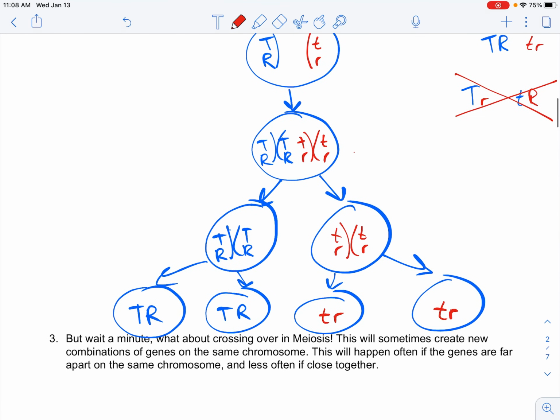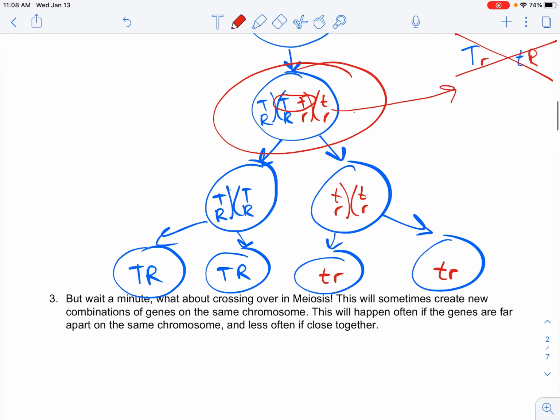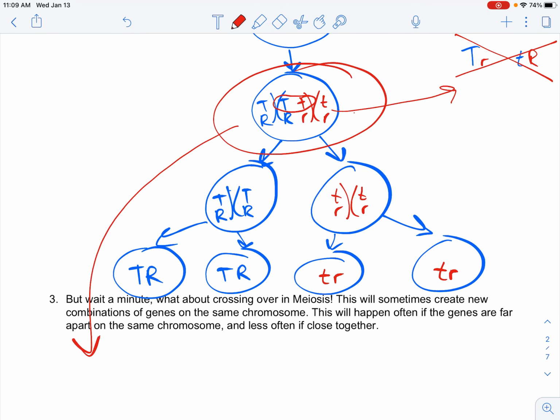So wait a minute, what about crossing over? At this point in meiosis, when the chromosomes are next to each other, we sometimes get these things to kind of cross over each other and then split and attach on the other side. So because of crossing over, we will be able to produce a small amount of gametes that have those hybrid combinations. Okay, so again, just showing that step a little closer here.